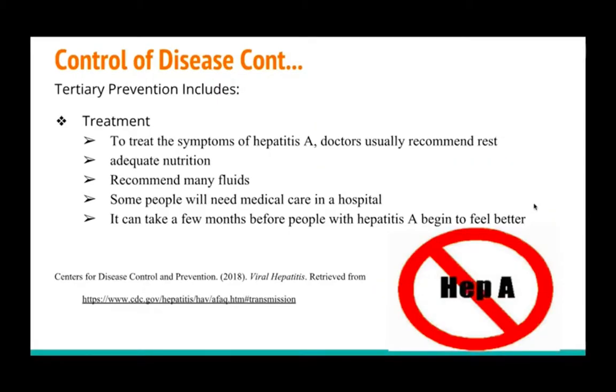Next, we have tertiary prevention, which includes treatment. Usually, a doctor will recommend rest and adequate nutrition. They may also recommend taking many fluids. In addition, some people may require medical care in a hospital. Some individuals require months to fully recover, as they may be more susceptible or they may have a lower immunity compared to others. That concludes our clinical symptoms, modes of transmission, and control of disease.